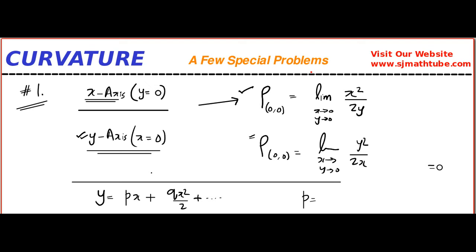Now in the case where both the x-axis and y-axis are not tangents, then we apply Maclaurin's formula, the Maclaurin series, y equal to px plus qx square by 2 plus etc., where p stands for the first derivative at 0 and q stands for the second order derivative at 0.